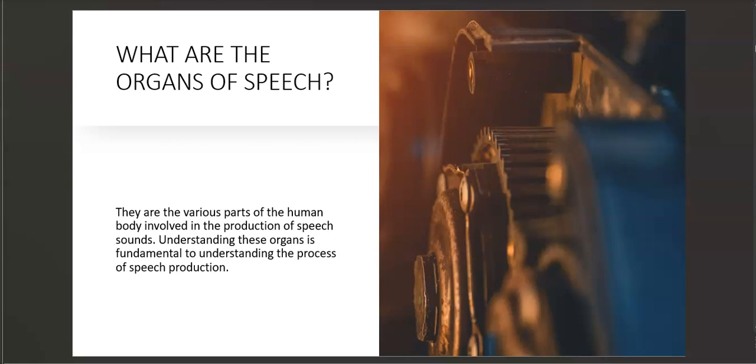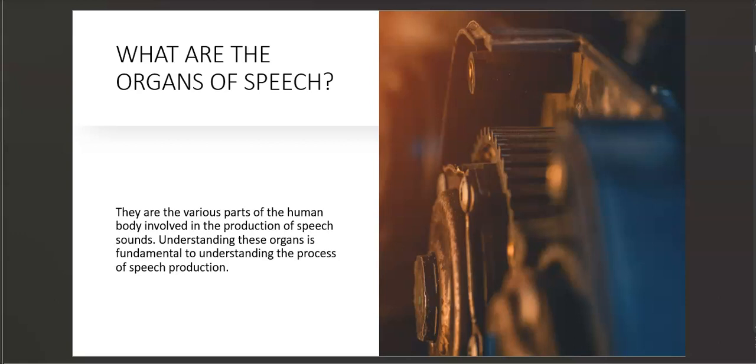When you're talking, what do you use to talk? What are those body parts that help you deliver a certain message, or help you talk or give out your speech to a group of people so that they can listen? So what are these body parts that help you deliver a speech? Those are what we call the body organs. They are just the parts of the human body involved in the production of speech.